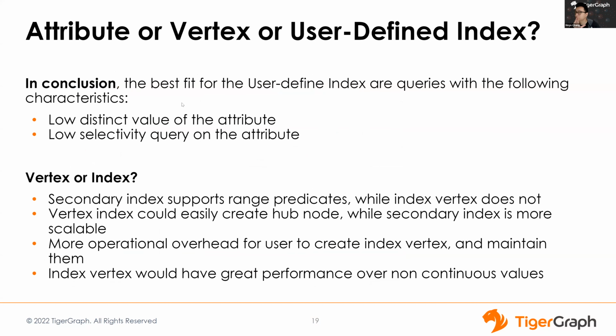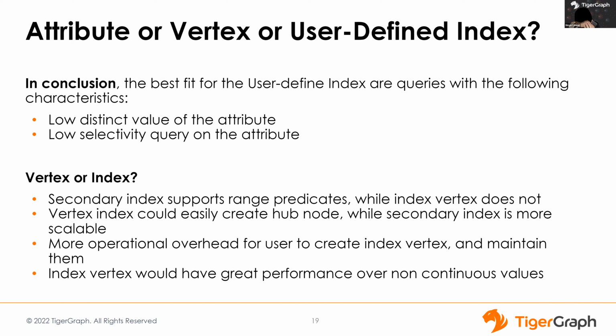So based on the benchmark, we can make two conclusions. The first one is that a low distinct value count of an attribute will make your index look better. And a low selectivity query on the attribute will make your index look better. That means you have a lower distinct value count, and also the coverage of each value is lower. Usually that can make your index look better. Okay, that's when we use the index.